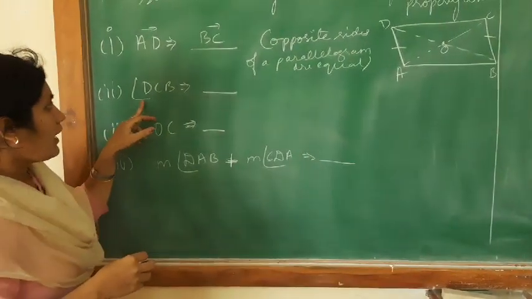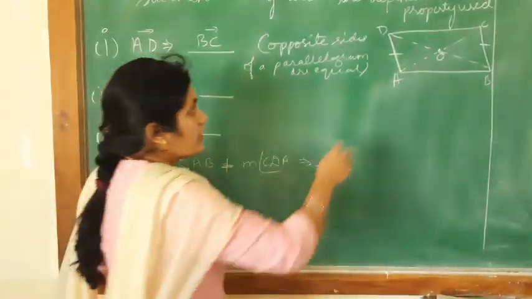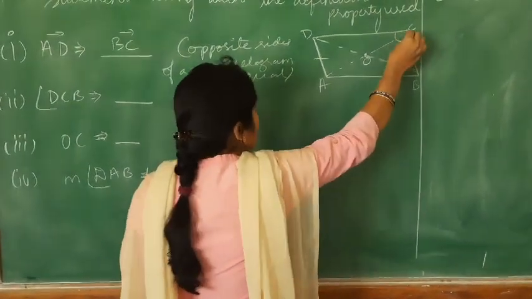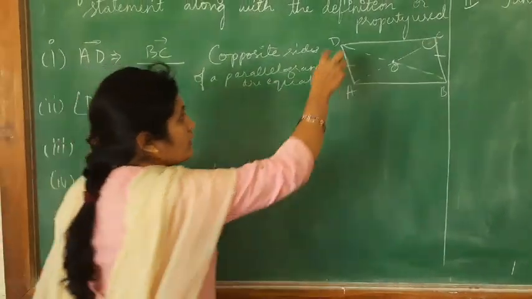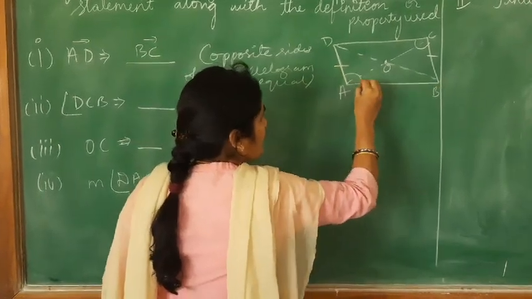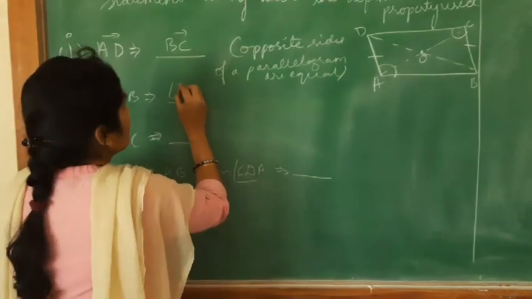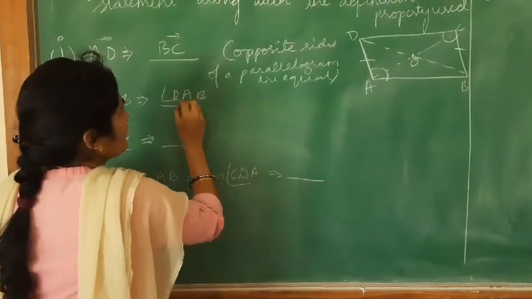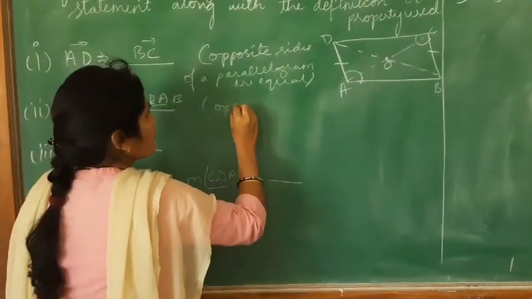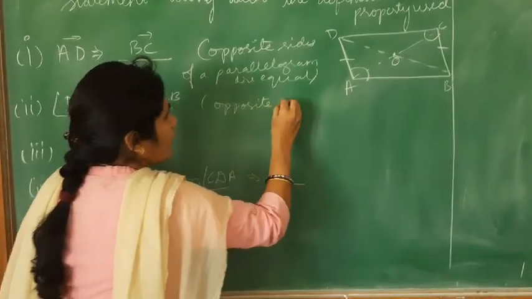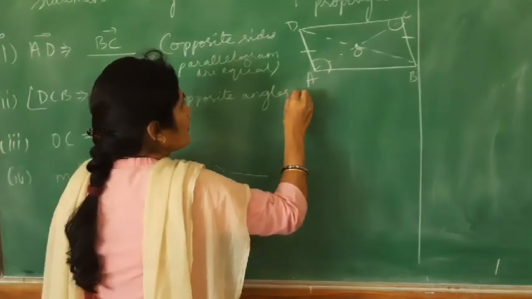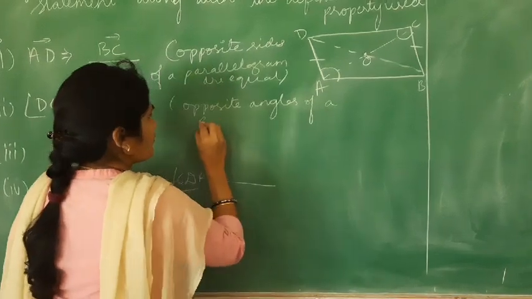Now, next one, angle DCB. Angle DCB is equal to angle DAB. Opposite angles of a parallelogram are also equal. Angle DAB. Opposite angles of a parallelogram are equal.